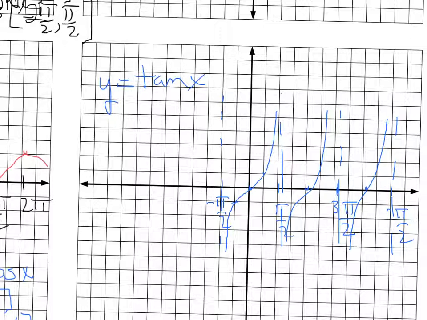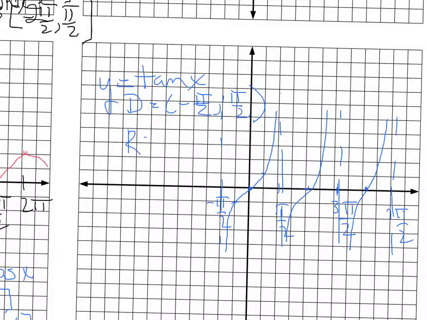Do we include this time? No. So the domain for the restriction we're going to make is between negative pi over 2 and pi over 2. And we do not include the pi over 2 or the negative pi over 2 because that's where your asymptotes occur. It's always negative pi over 2 to pi over 2. It's never going to be pi over 2 to 3 pi over 2. So sine is inclusive, negative pi over 2 to pi over 2 restriction. Tangent is exclusive, negative pi over 2 to pi over 2.